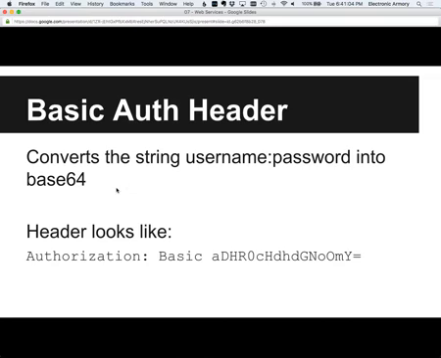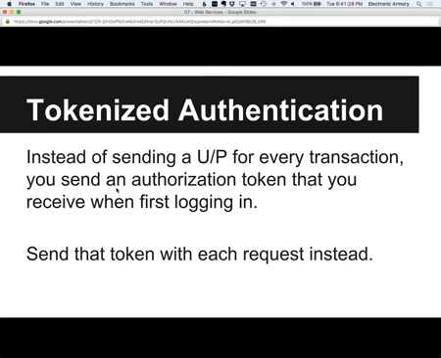If you've never seen base64, this is how you do it in Android. And I have an example of what that looks like. This is what the header actually looks like: authentication, basic, and then I didn't put all the characters here, but as you can see, it's essentially garbage. But when you base64 decode that, it'll give you that username and password. So that's how that works. Now that's basic auth. This is tokenized authentication.